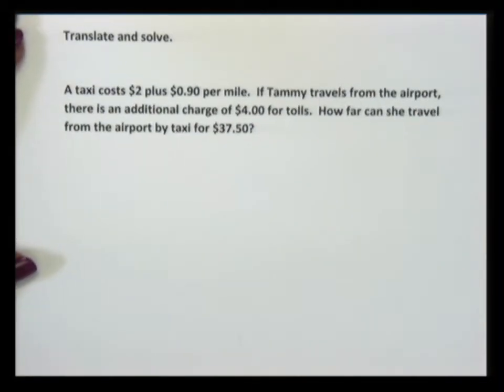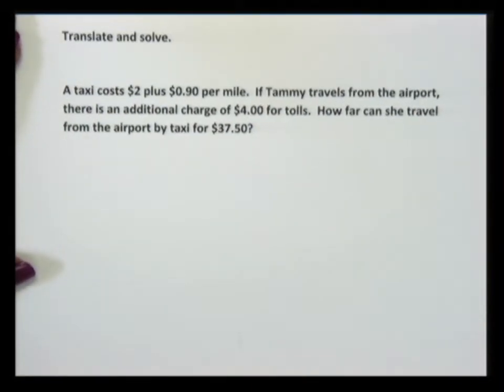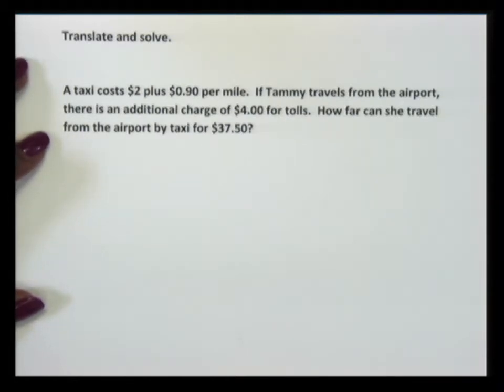In this example, we are to translate and solve the word problem. A taxi costs $2 plus 90 cents per mile. If Tammy travels from the airport, there's an additional charge of $4 for tolls. How far can she travel from the airport by taxi for $37.50?